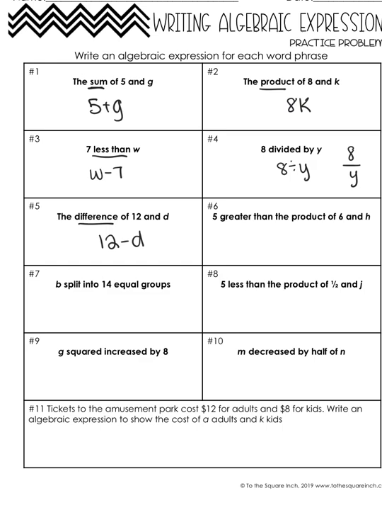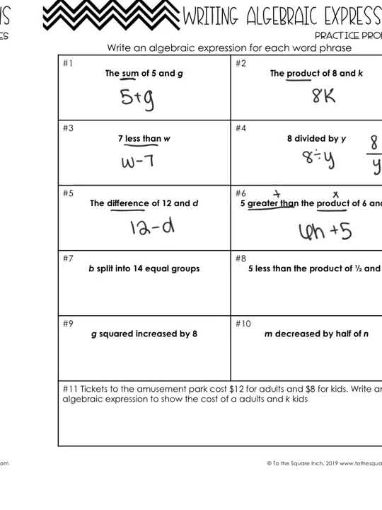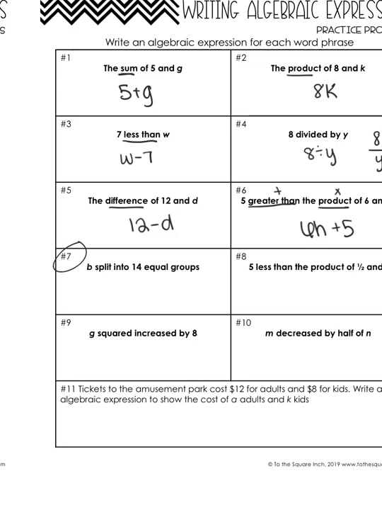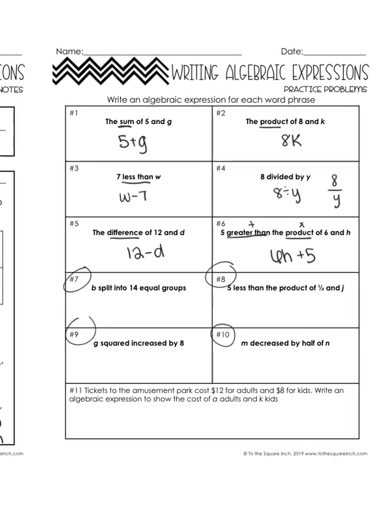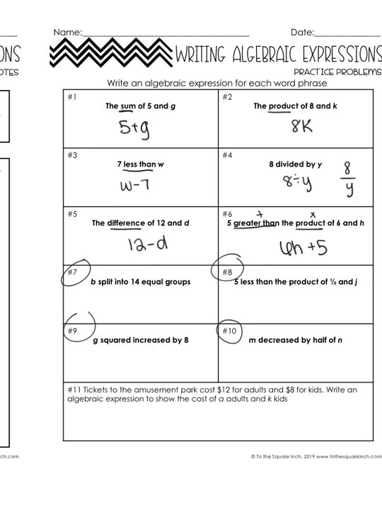5 greater than the product of 6 and h. Greater than tells me addition, product tells me multiplication. So first I'm going to have 6 times h, and then it's 5 greater than that, so plus 5. Okay. We're going to do 7, 8, 9, and 10. And then you're going to try and come up with one for 11 as well, and we will talk about it in class.